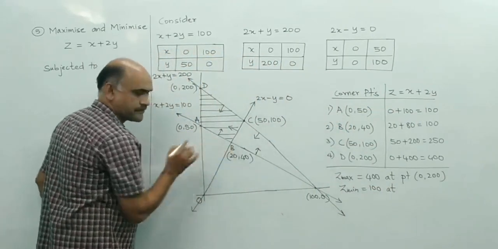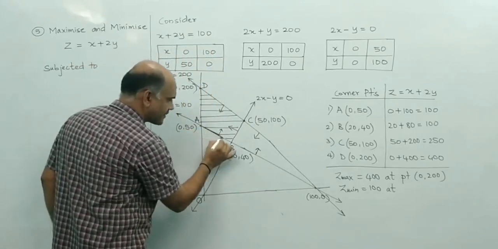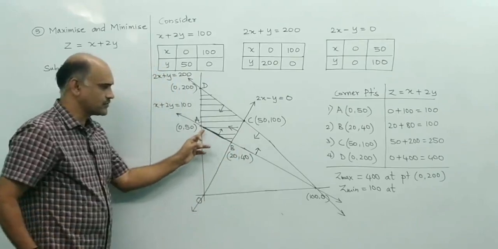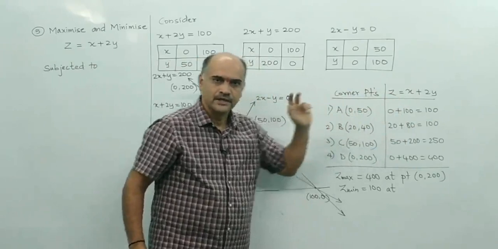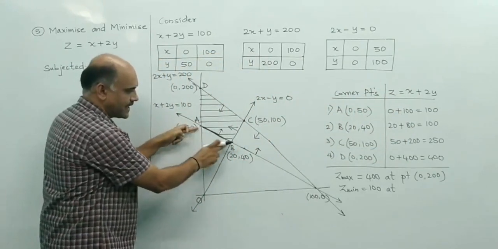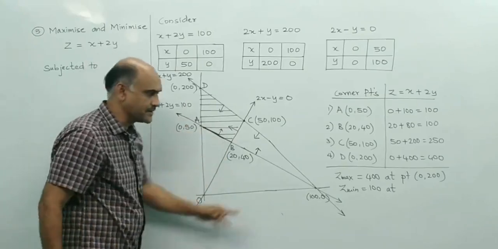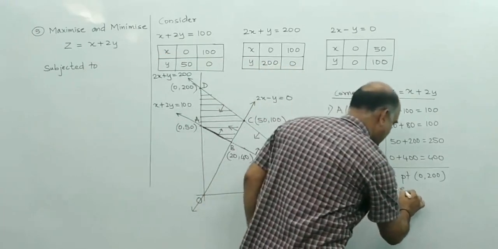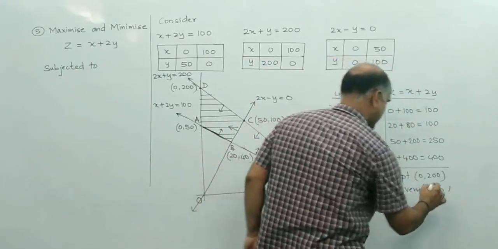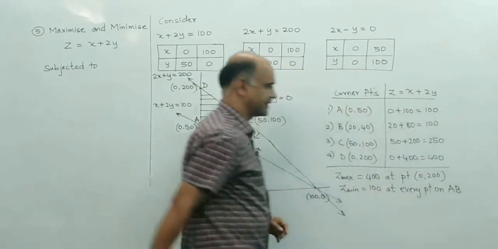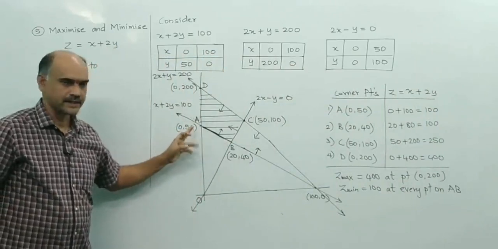So A and B. Now from the graph, if you take any point on this line segment, from here to here, take any point and substitute in the equation, you will get 100. So at every point between A and B, you will get 100. Wherever you take a point on this line, 100 comes. So Z minimum is equal to 100 at every point on line AB. Clear, students?